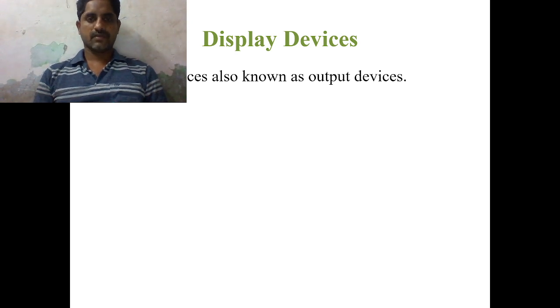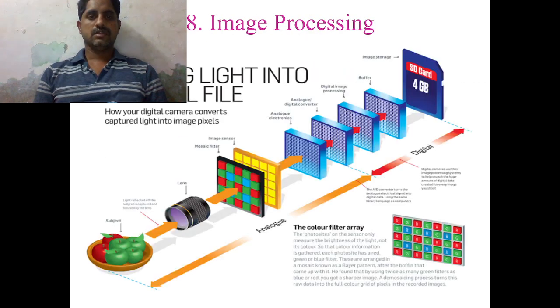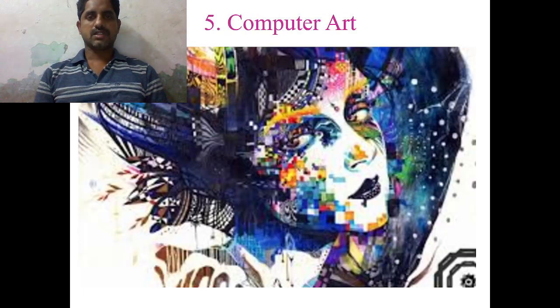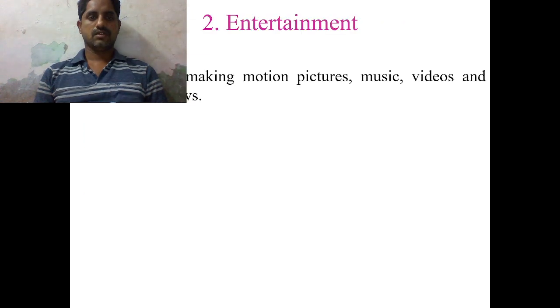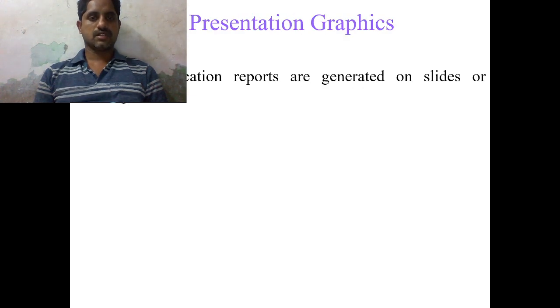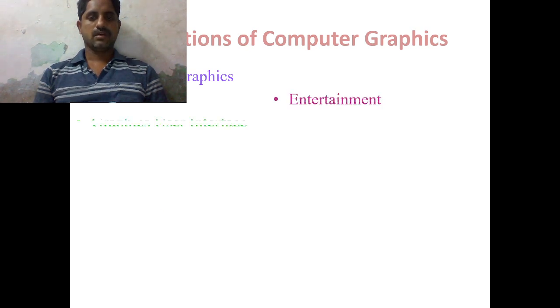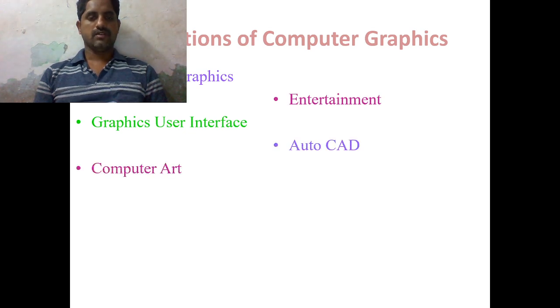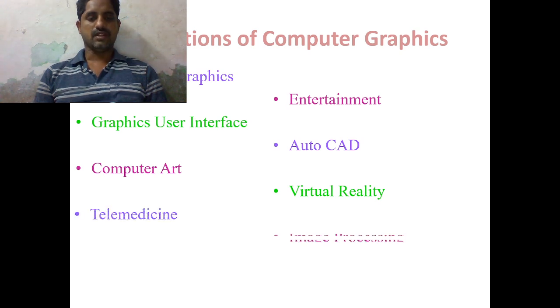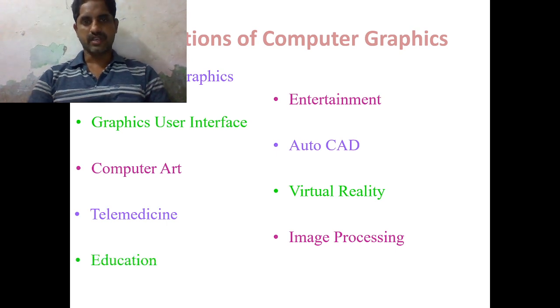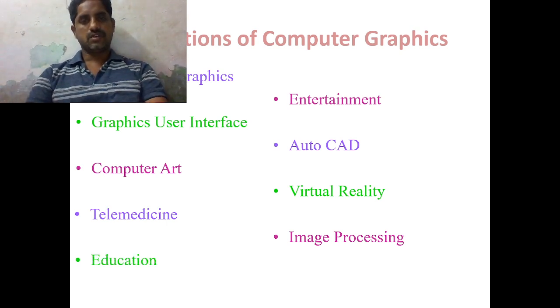These are the applications of computer graphics. What are those? The first one is presentation graphics. Second is entertainment. Third is the graphical user interface. Fourth is AutoCAD. Fifth is computer art. Sixth is virtual reality. Seventh is telemedicine. Next, image processing. Next, education. These are the nine applications we are using. Mostly we are using these computer applications.